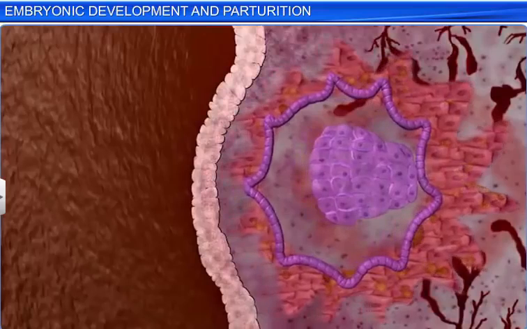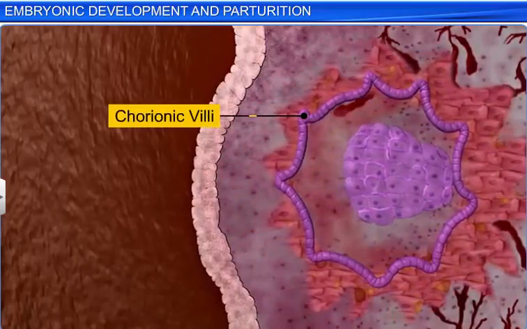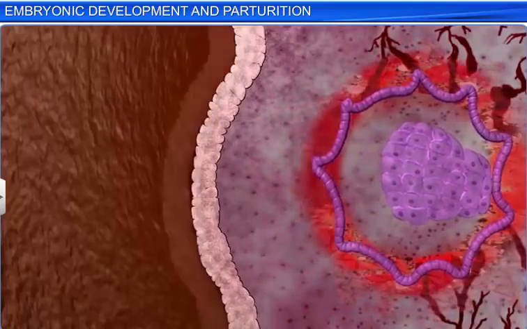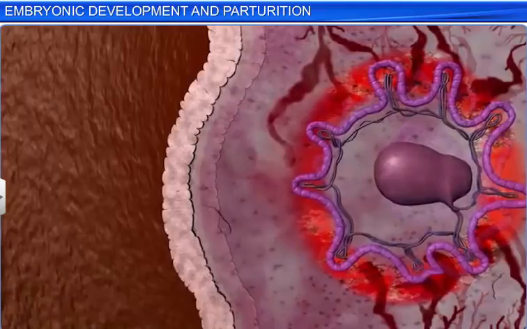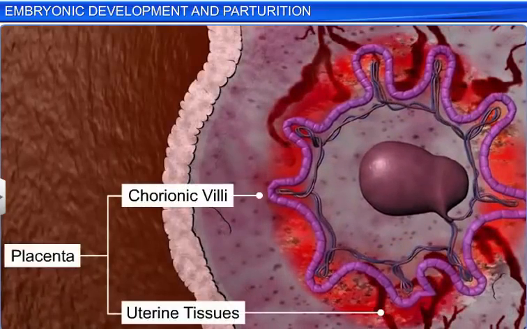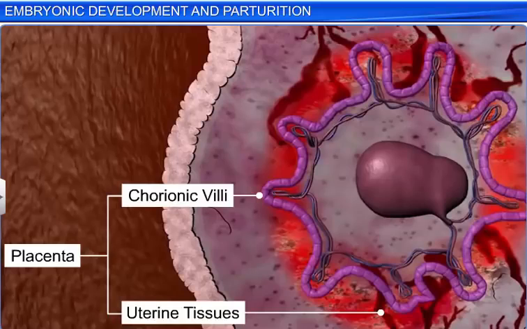finger-like projections called chorionic villi start appearing on the trophoblast. As the chorionic villi grow further, they interlock with uterine tissues to form the placenta, a structural and functional unit between the developing embryo and maternal body.